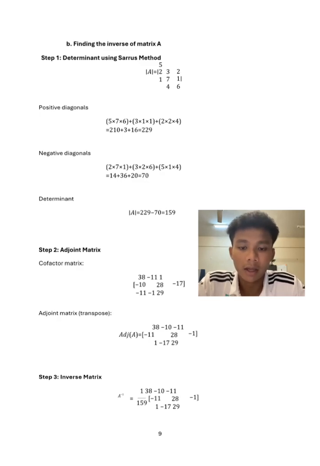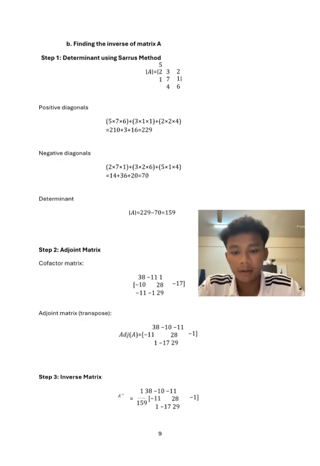Next, we determine the adjoint matrix by taking the transpose of the cofactor matrix, resulting in a new matrix where the first row is 38, negative 10, negative 11, the second row is negative 11, 28, negative 1, and the third row is 1, negative 70, and 29. Finally, the inverse matrix A inverse is found by multiplying 1 over 159 by this adjoint matrix.